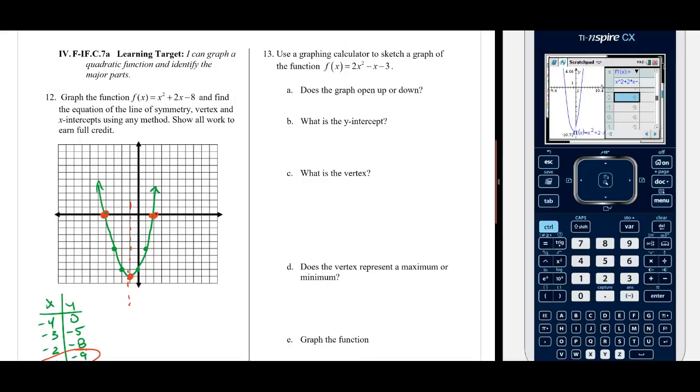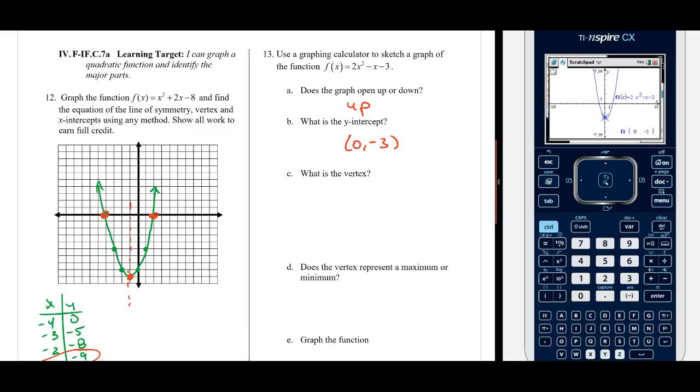13. Use a graphing calculator to sketch the function. Does the graph open up or down? What is the y-intercept? What is the vertex? We get 2x squared minus x minus 3. So the y-intercept is where it crosses the y-axis. For that, I'm just going to do a trace, and it gives me right there (0, -3). So first of all, it opens up. What is the y-intercept? That's at (0, -3).